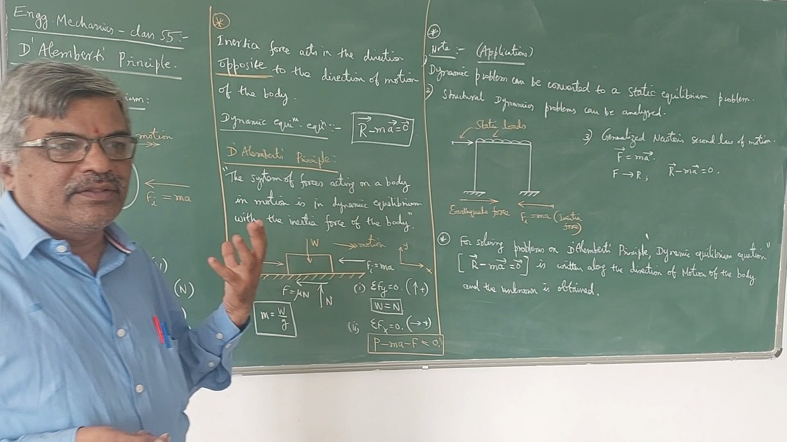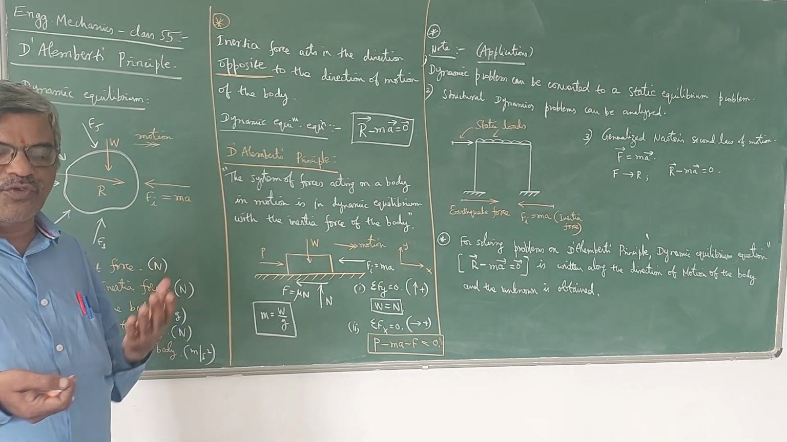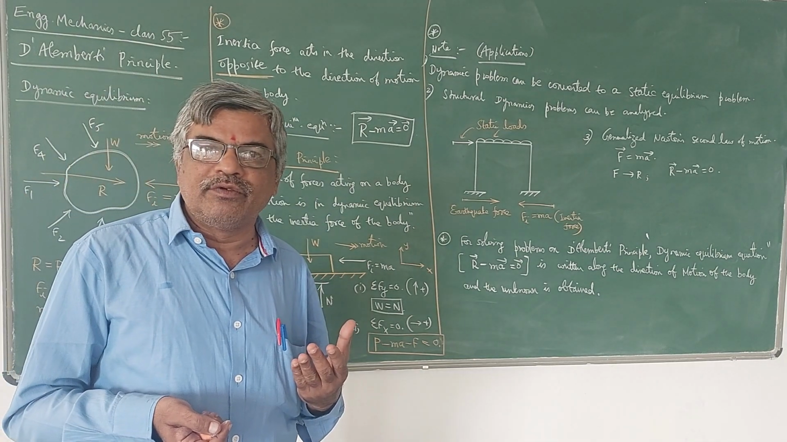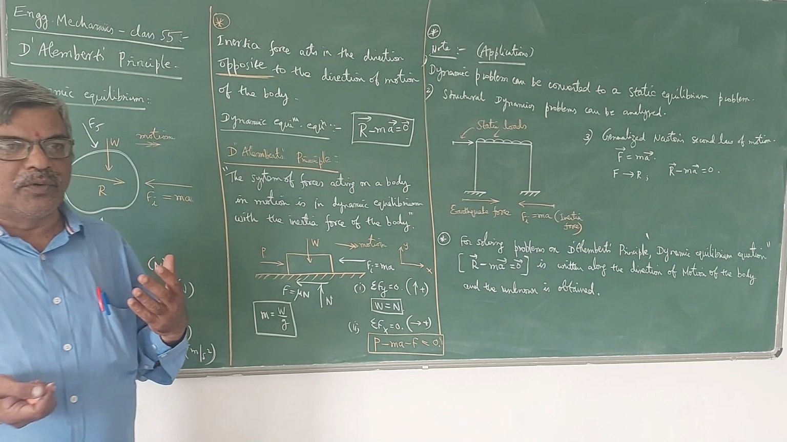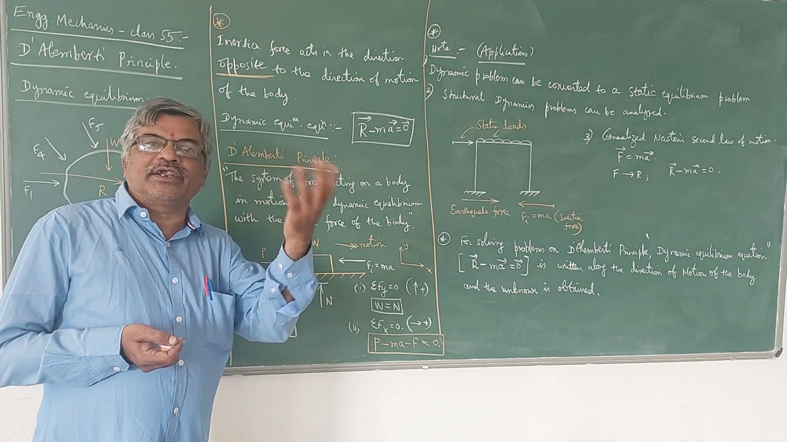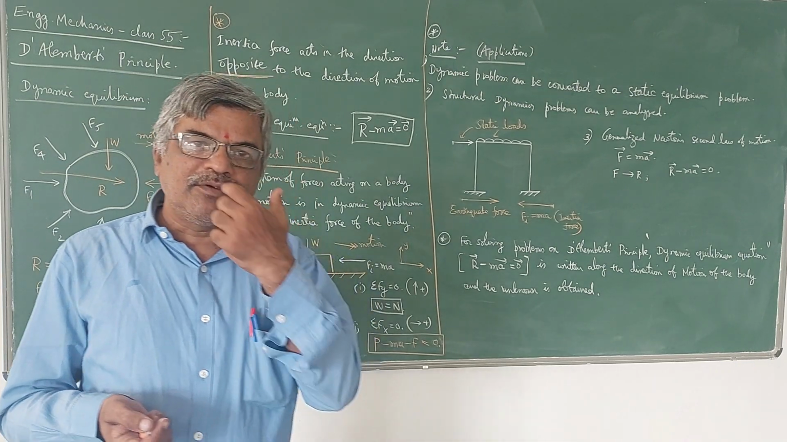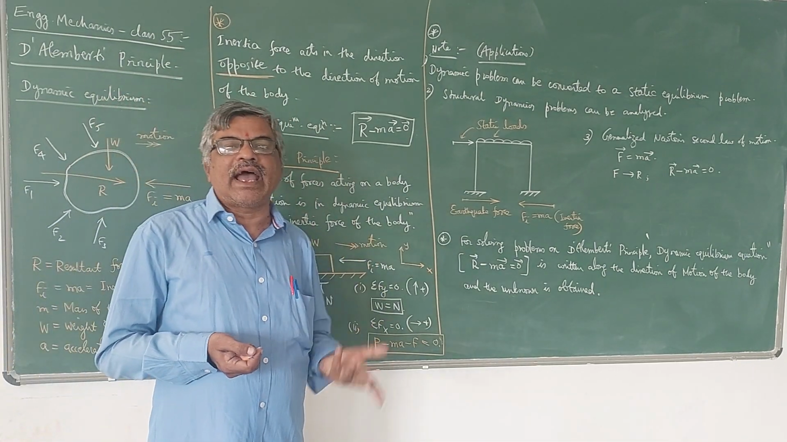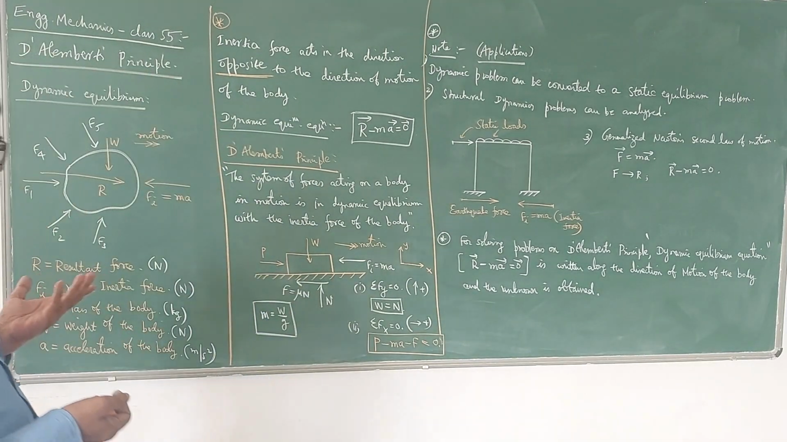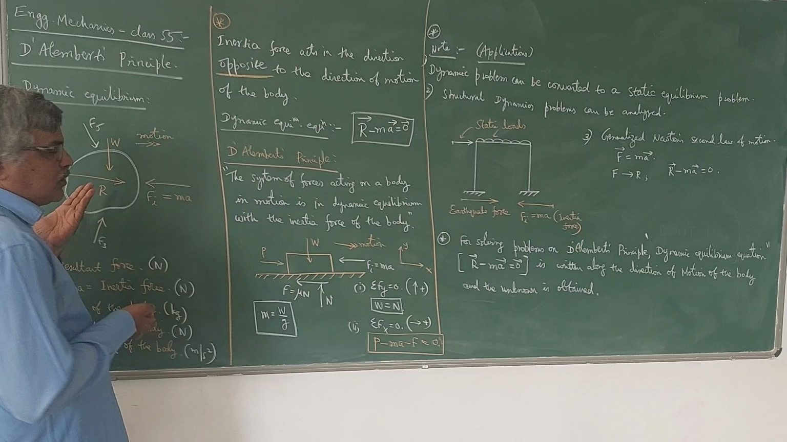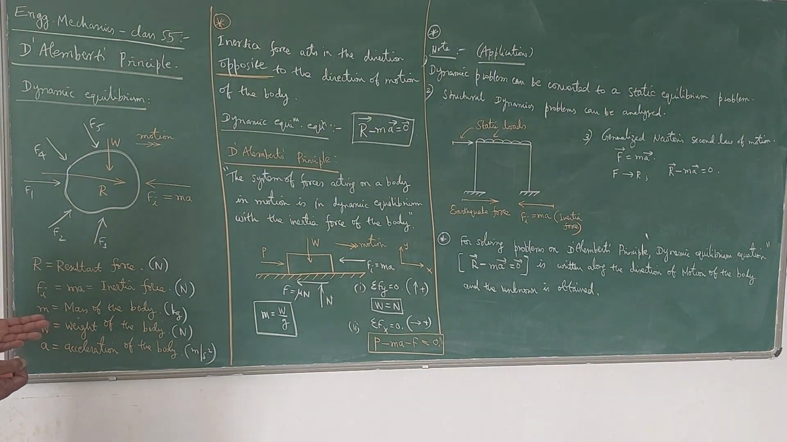So in the case of dynamic equilibrium, we have an additional force called inertia force, which should be considered in solving the problem. It is m into a, and it acts in the direction opposite to the direction of motion, just like frictional force. So inertia force and frictional force always act opposite to the direction of motion. Using that, we can now come to the explanation of D'Alembert's principle.